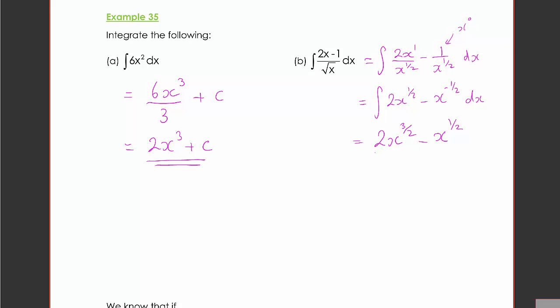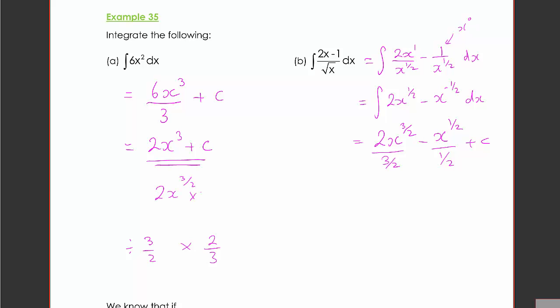Okay, so for the first one, I've got 2x, increase the power by 1, and a half add 1 is 3 over 2. And here we're going to have x to the half because we add 1. Now remember, we need to divide by the new power. So here dividing by 3 over 2, here dividing by a half, and don't forget the constant.